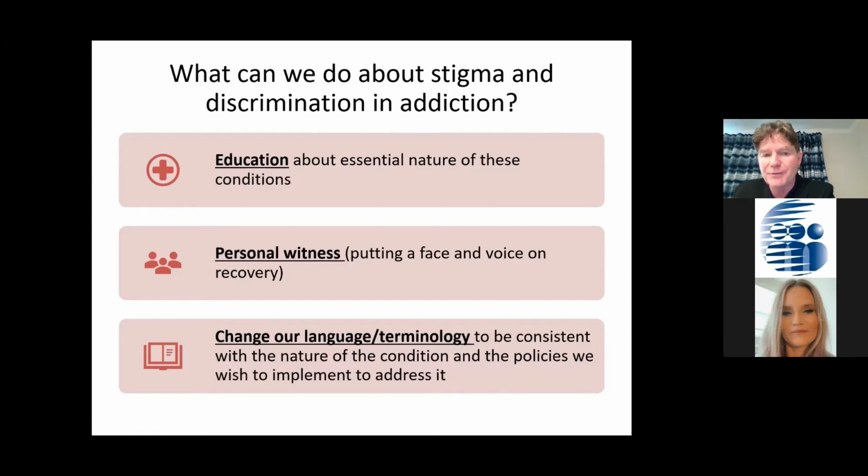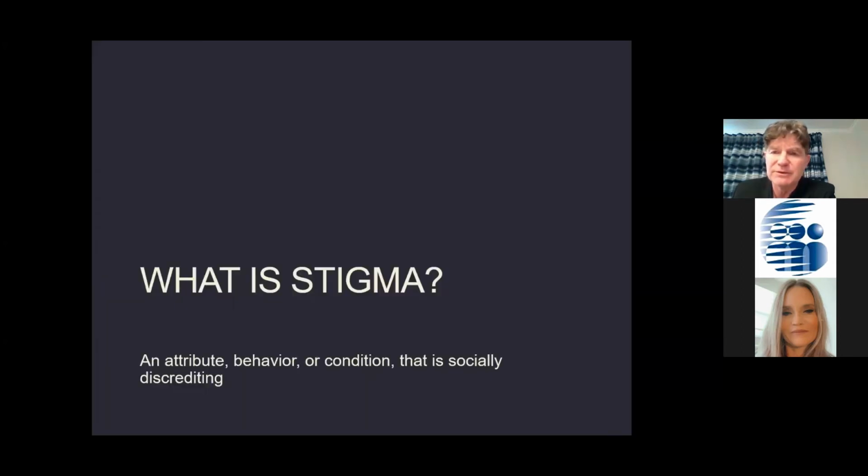But also, these other three things have some evidence that they can help reduce stigma and discrimination for people with these conditions. Education seems to help: if we educate people more about the nature of these conditions, particularly clinicians. Personal witness, so that social contact with people who are in recovery or who have had a problem with drugs or alcohol tends to disabuse people of stereotype beliefs they may have about the nature of those conditions and the impact they have on people's character. And also changing our language and terminology. Why is that important? Because our language, of course, reflects and affects our approaches to these conditions.